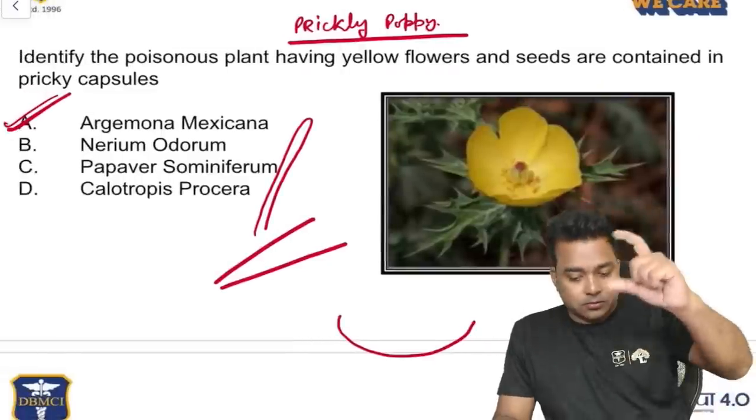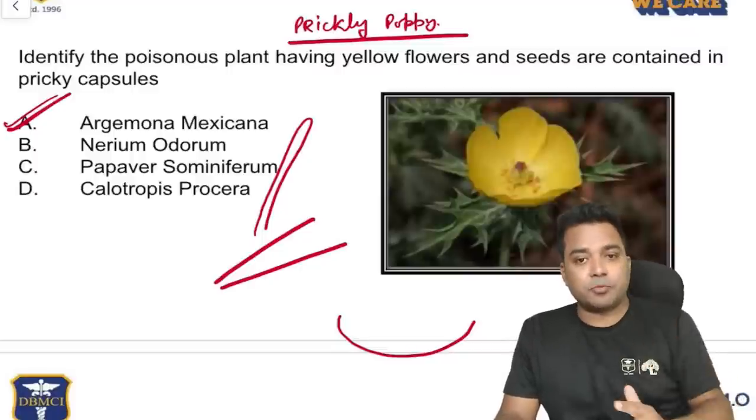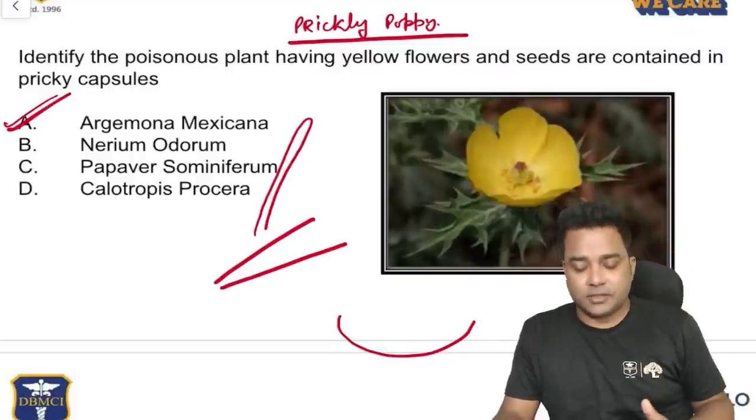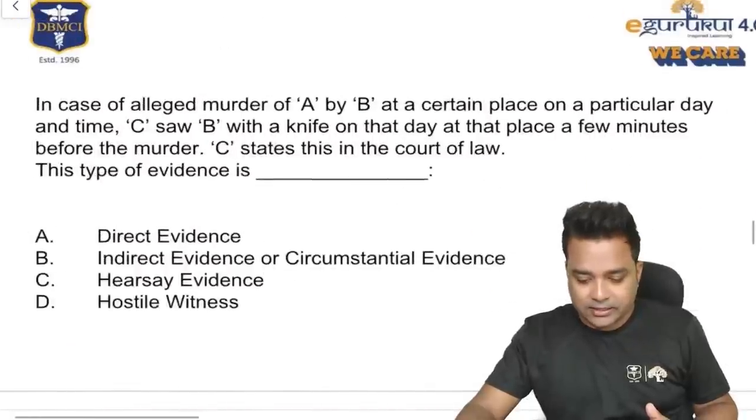That these poisonous plant PDF is already there, na, in the Telegram group. So from there you can revise poisonous plants together. All the images of poisonous plants and seeds.